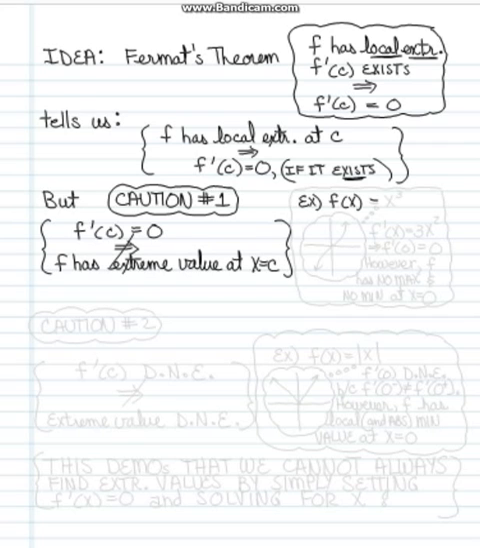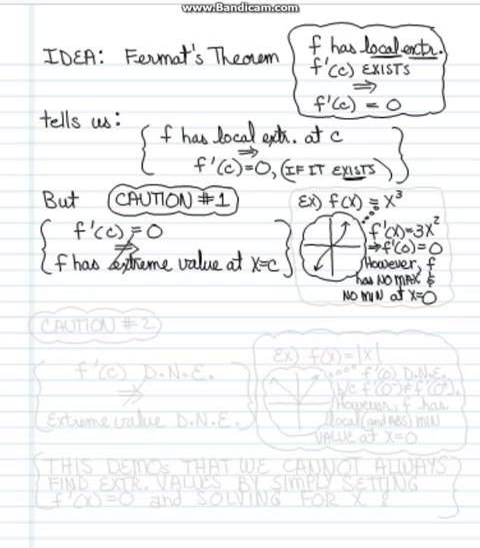Here's an example. f of x equals x to the third power. Let's draw that sketch. We've been looking at that before earlier. Okay, there's our sketch of x to the third power. Now notice the derivative f prime of x is equal to 3x squared. And that implies if we evaluate that at 0, f prime of 0 is equal to 0. However, f has no max and no min at x equals 0. So that's a case where the derivative at c was equal to 0, but it didn't mean that there was an extreme value at that point.